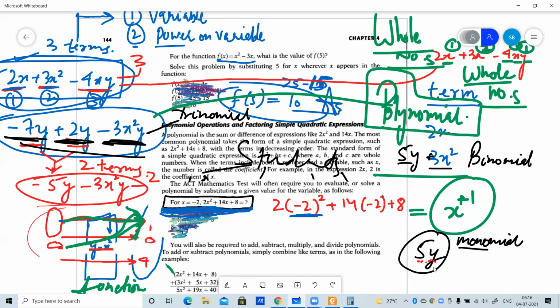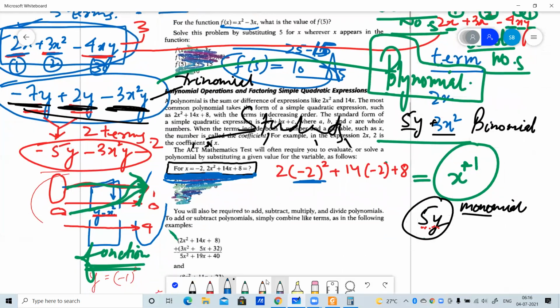So this time I got -12. -12. That is correct. -12 is the answer. Yay.